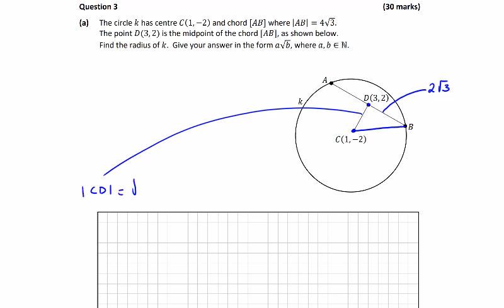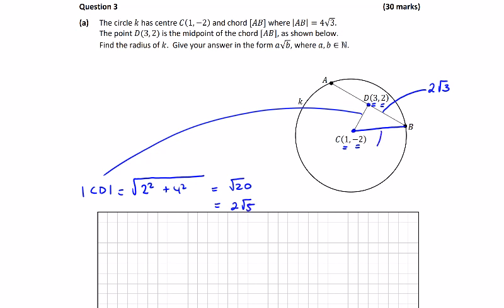CD is equal to the square root of the change in x squared. 1 to 3 is going to give me 2 squared. This 1 and this 3. The change in y, -2 to +2 is 4. That is equal to root 20, which your calculator will just give you straight away as root 4 by root 5, which is 2 root 5.